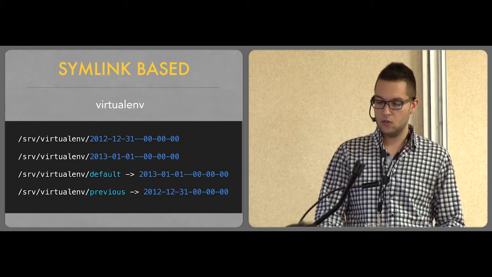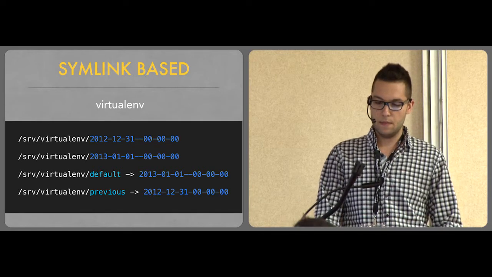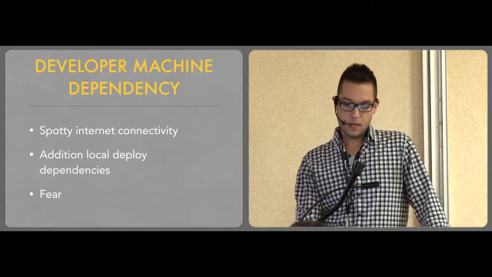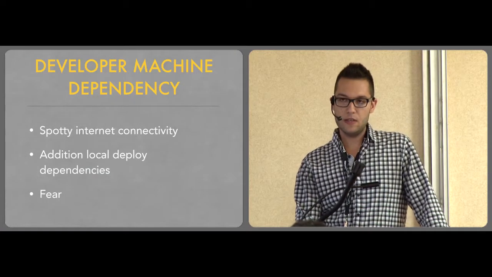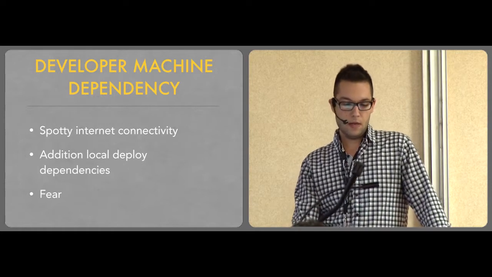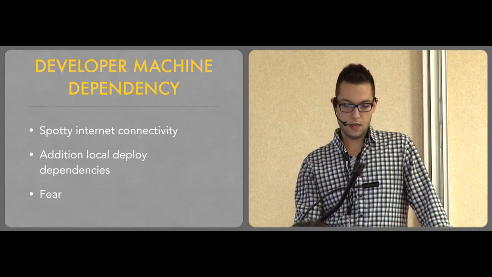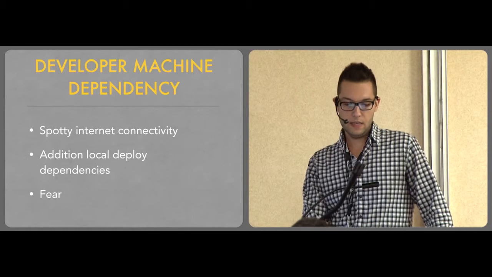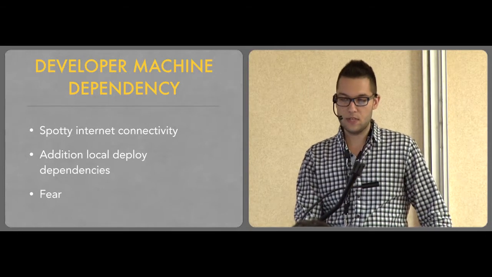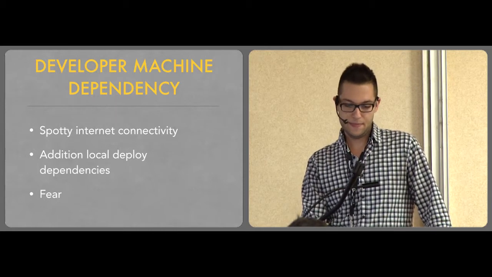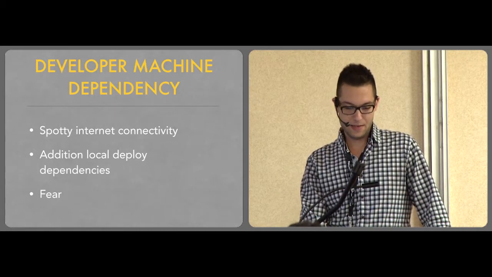So from the outset, it looks pretty good, right? But there's a few negatives. I just want to spend a little bit of time talking about why it sucks, pretty much. There's the developer machine dependency. When you execute that initial Fabric script, we're doing that from a local developer machine. Some issues with that is sometimes the office has really spotty internet connectivity. So unless you're doing something fancy with Screen or tmux and your SSH session times out, you're not in a good spot when database migrations are happening.